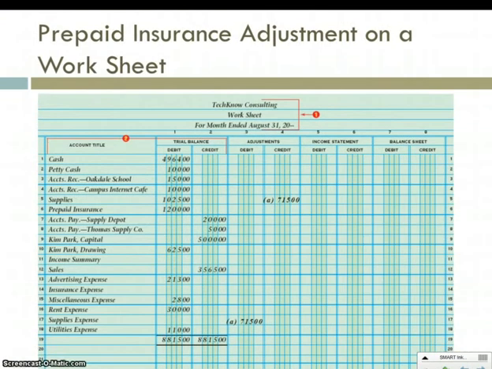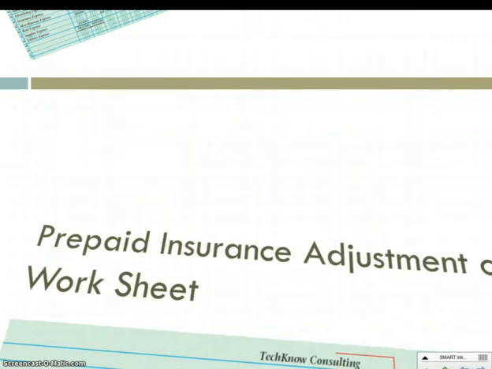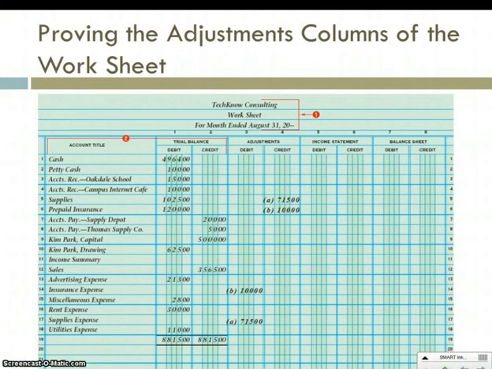So on my worksheet, I'll do the same thing that I did for the supplies, and I will debit my insurance expense $100, and I will credit prepaid insurance $100, and again I mark those with a lowercase b so that I can show that those two are related as well. And you can view the overlay in your book to see how that all comes together.